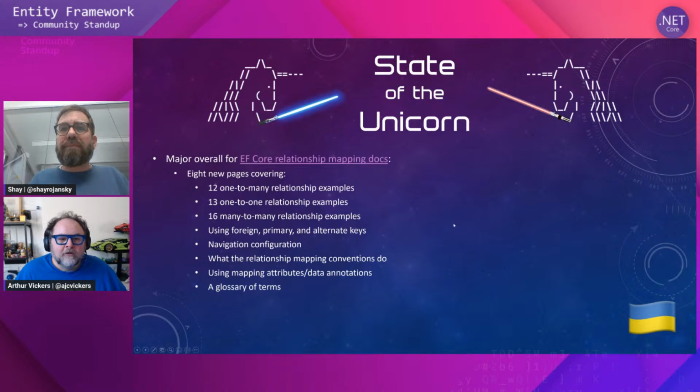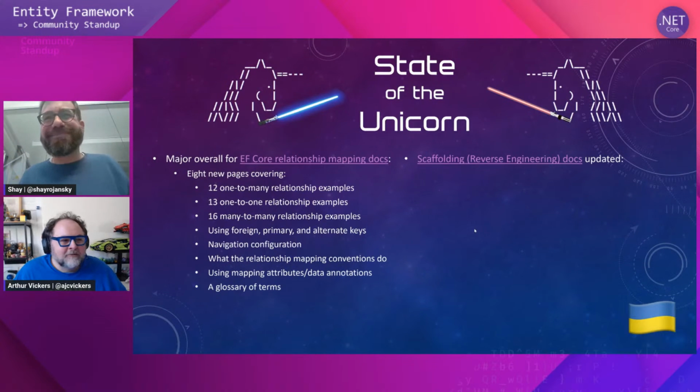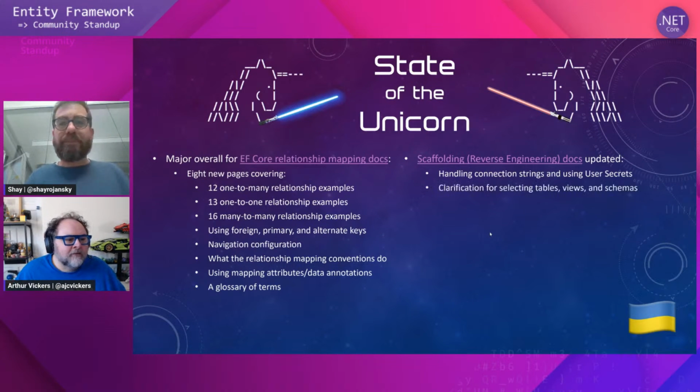We've also included a glossary of terms, so when I say unidirectional relationship, you know what I mean. There's also some updated docs on scaffolding, reverse engineering. So we've got some better docs on handling connection strings, and in particular how you use user secrets to manage your connection strings, both in EF Core, but also specifically when you're doing scaffolding.